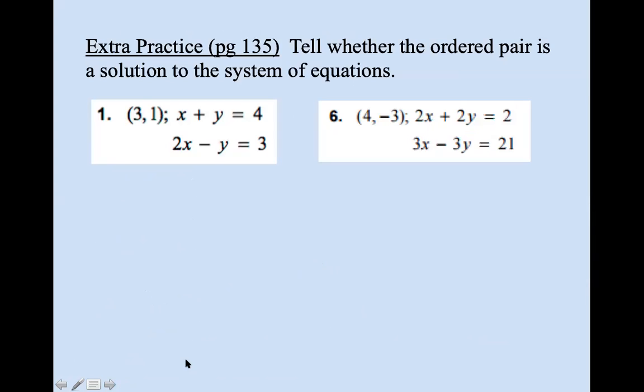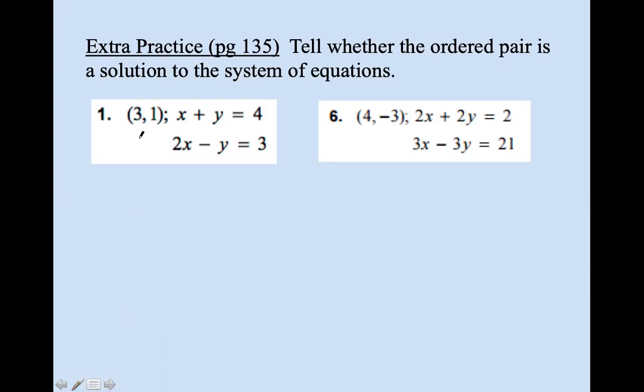So we're going to move to extra practice on page 135. It says, tell whether the ordered pair is a solution to the system. So we're not graphing in this case. We're just taking this x value and this y value, putting it into each of these equations, and we're going to see whether or not that's true. So I'm going to grab my pen, and we're going to try it.